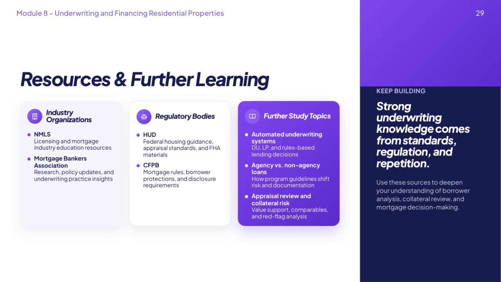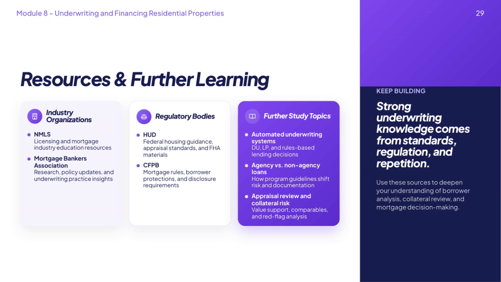As we wrap up, I want to highlight some valuable resources and areas for further learning that can really boost your underwriting expertise. Start by exploring key industry organizations like NMLS and the Mortgage Bankers Association. These groups offer essential information on licensing and industry education. It's also important to stay informed about regulatory bodies such as HUD and the CFPB, as they provide guidance on federal housing rules, borrower protections, and appraisal standards.